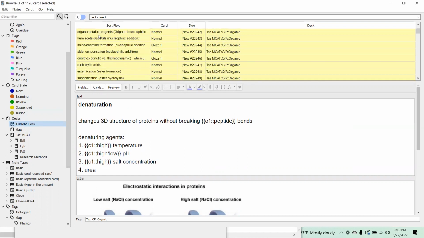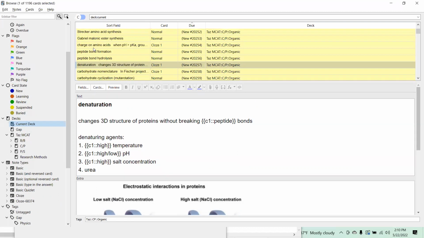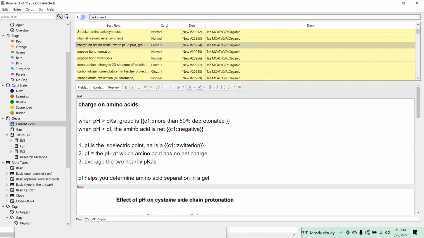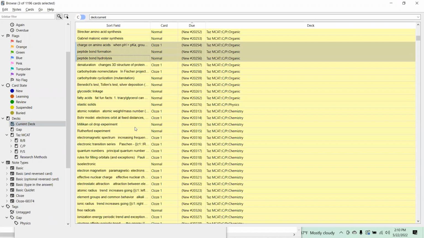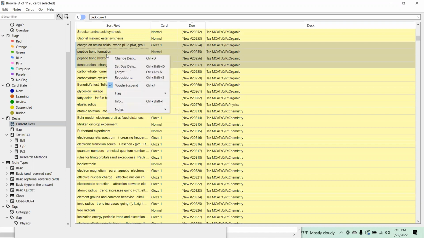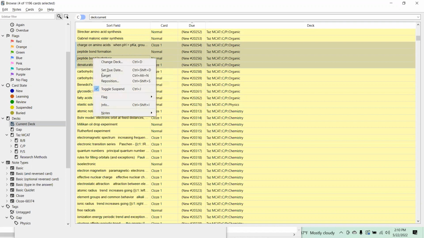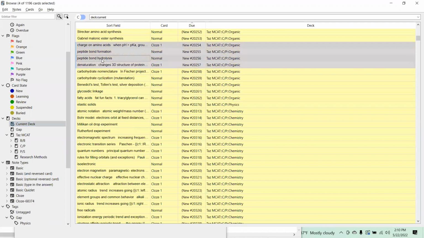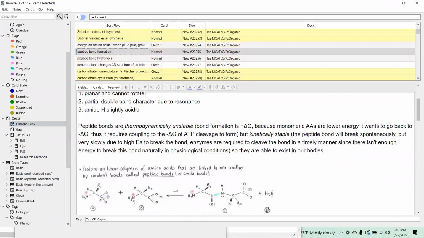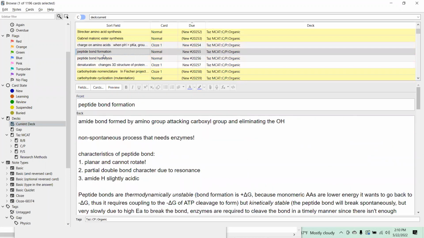open up all of these cards about amino acids, basically. So this is amino acids right here, right? Charge on amino acids, peptide bond formation, peptide bond hydrolysis, denaturation. Carbohydrate nomenclature is not it, right? So these are basically the 4 amino acid cards that we want to unsuspend. Oh, toggle suspend, there we go. So now that I've toggled the suspend, these cards are open for me to read about.